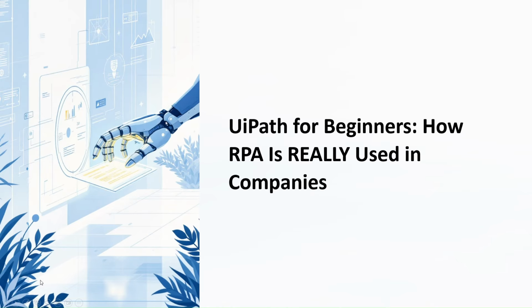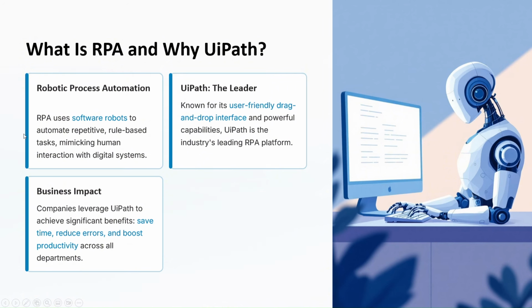And with that, I would like to first take a moment to understand what RPA is and why UiPath. RPA stands for Robotic Process Automation, which uses software robots to automate repetitive and rule-based tasks. And these robots do not replace any humans. They only mimic how humans interact with systems, like clicking, typing, reading data, and moving information between applications.